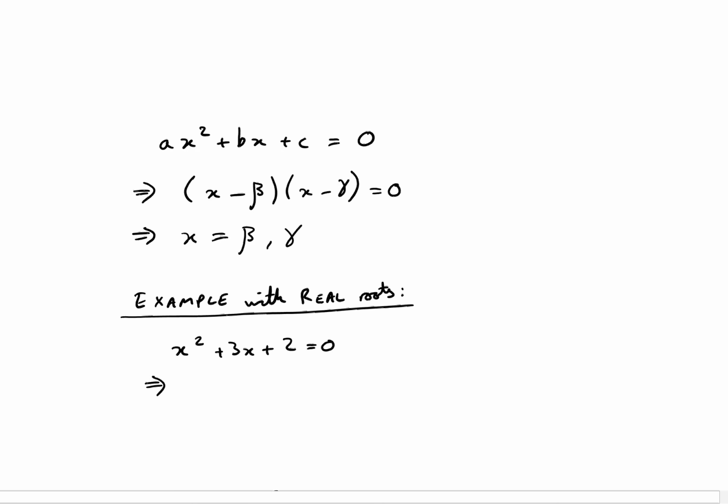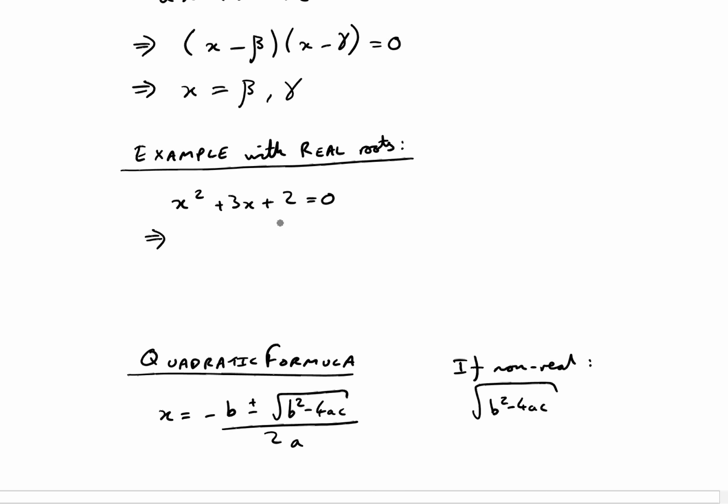Okay, and let's just do a little example. I'm sure you can all do this. I'm going to set up your brackets first. Remember you're looking for 2 numbers that multiply together to give you 2 and add together to give you 3, and they're fairly obviously going to be plus 2 and plus 1. Which is going to give roots of x equals minus 2 and x equals minus 1. Those are going to be your 2 roots. So that's an example with real roots.